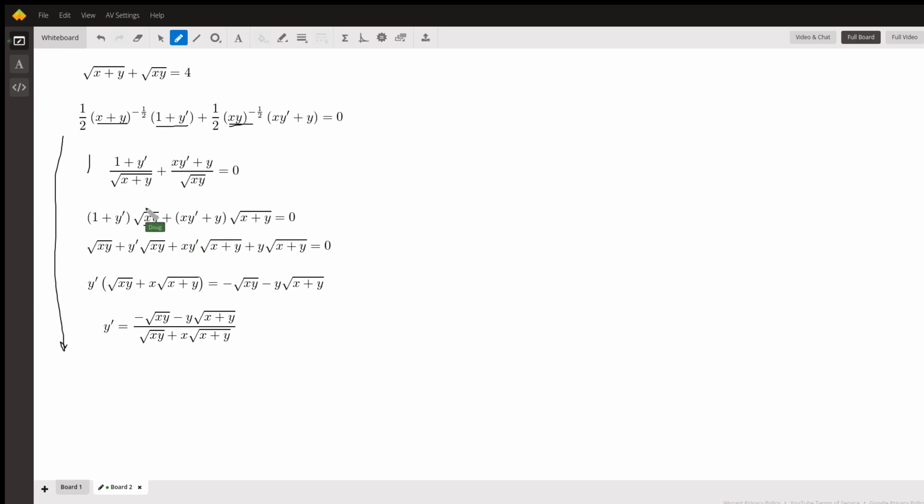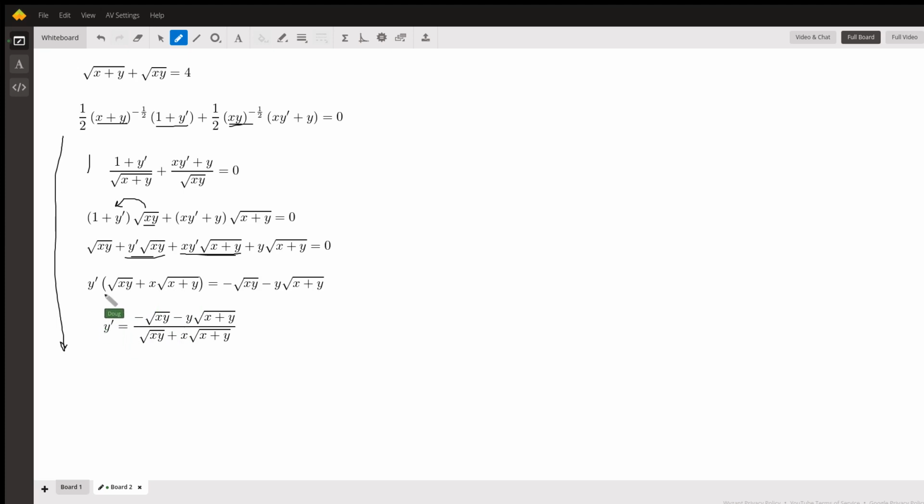And now the key is we have to use the distributive property to get rid of these parentheses so we can collect the terms containing y prime. There they are. The other terms not containing y prime will transpose to the right side of the equal sign by subtracting them. And we'll factor out the y prime from the two terms that do contain a y prime. Y prime times the square root of xy plus x times the square root of x plus y.